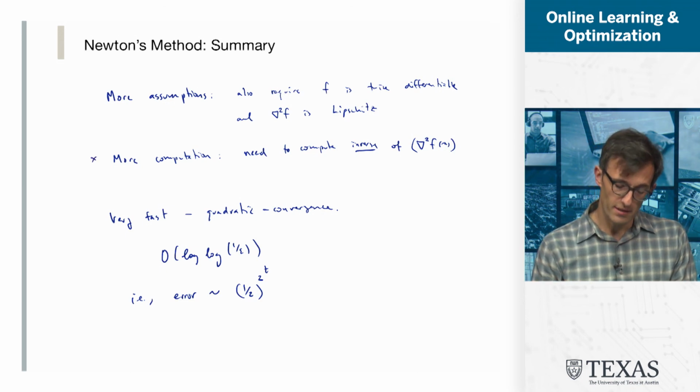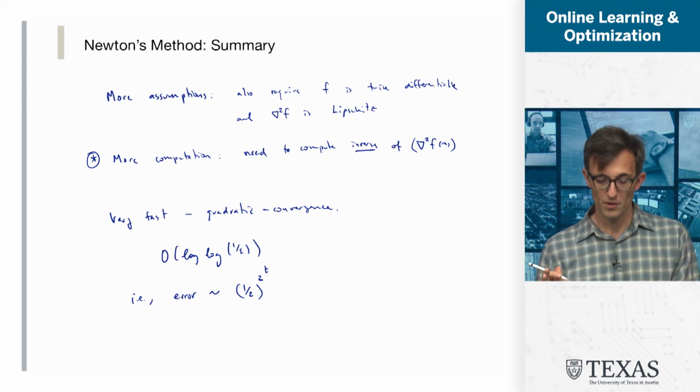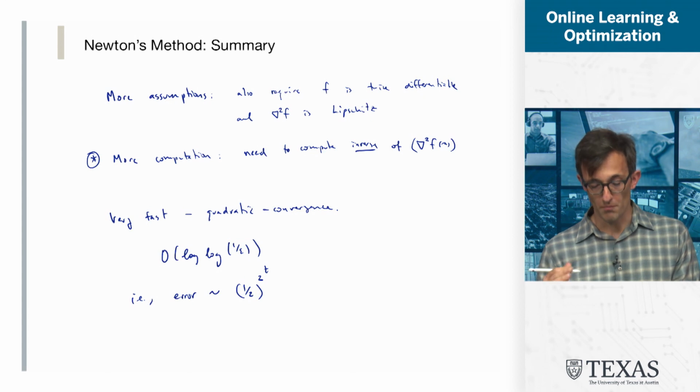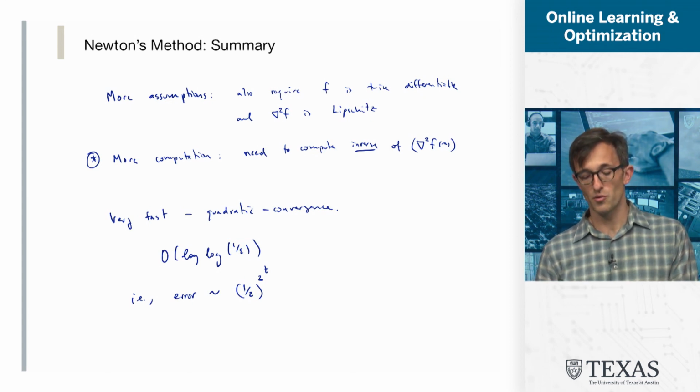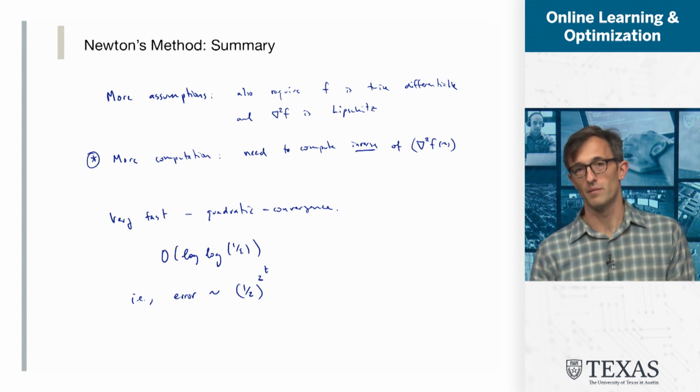On the other hand, this requirement of more computation is significant. So in our next series, we're going to talk about efficient or more efficient attempts to do things that approximate Newton's method. These are called quasi-Newton methods. We're going to pick this up next time.